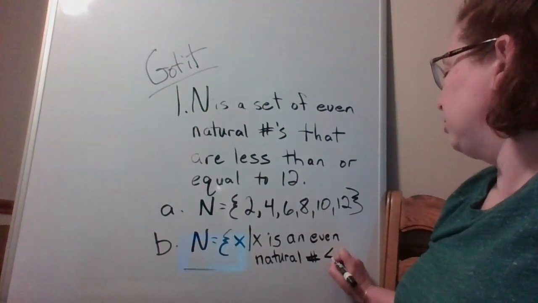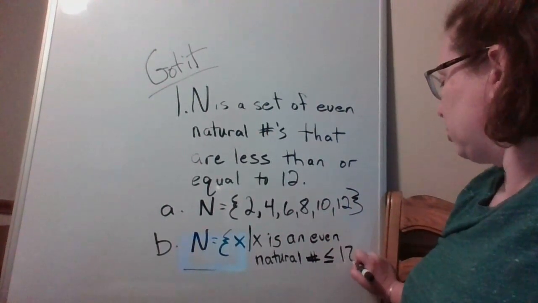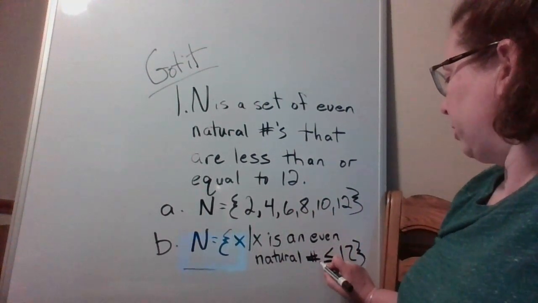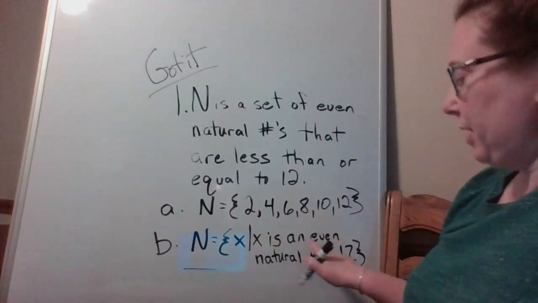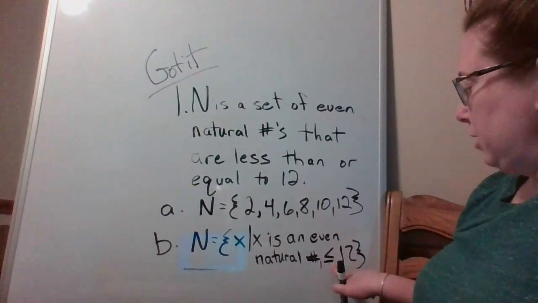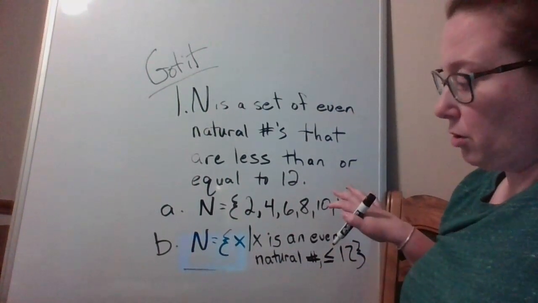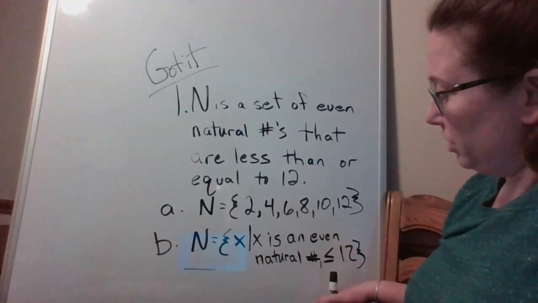And we can use inequality symbols and say less than or equal to 12. So I'm going to put a comma here so that it's clear that those are two separate parts. x is an even natural number, less than or equal to 12. So that would be your set builder notation.